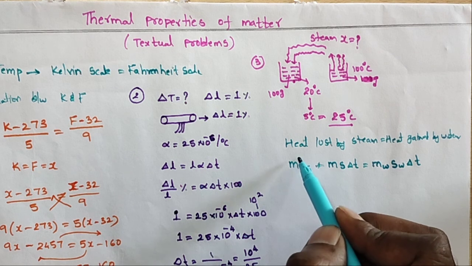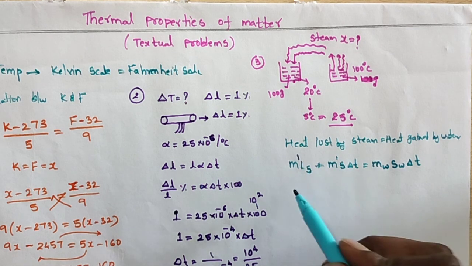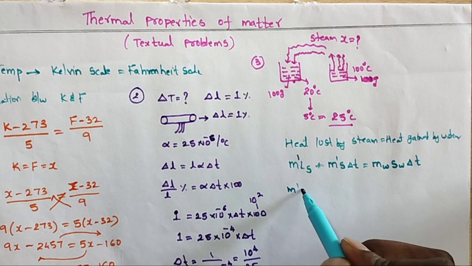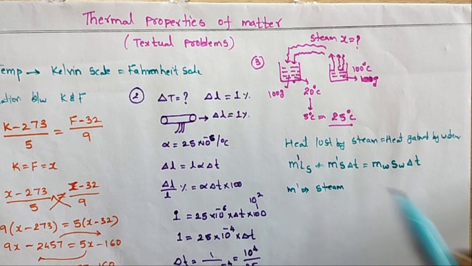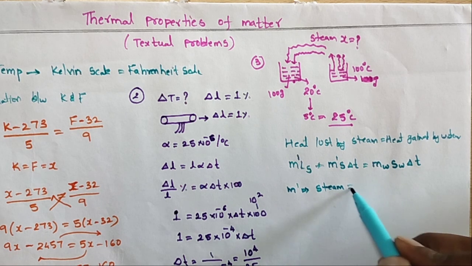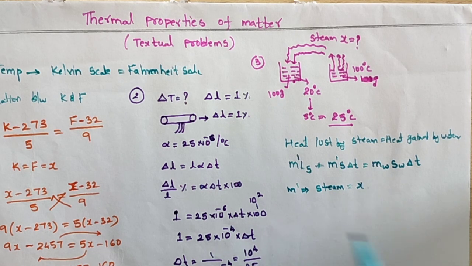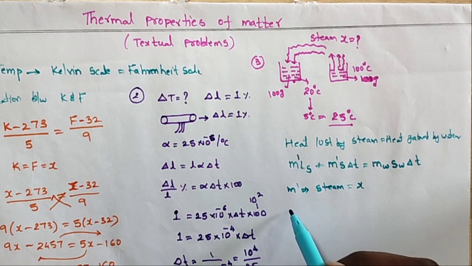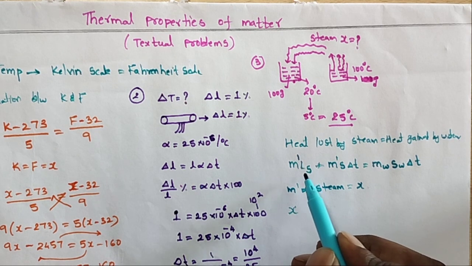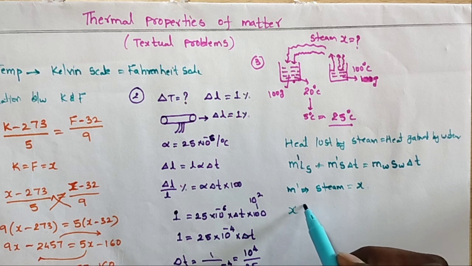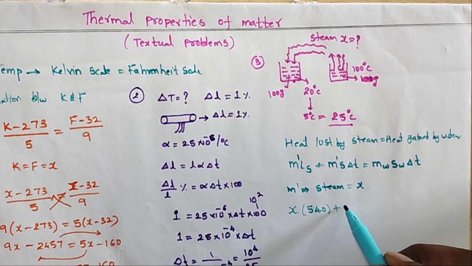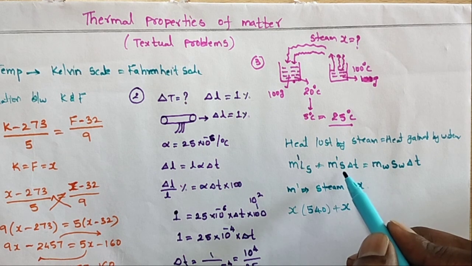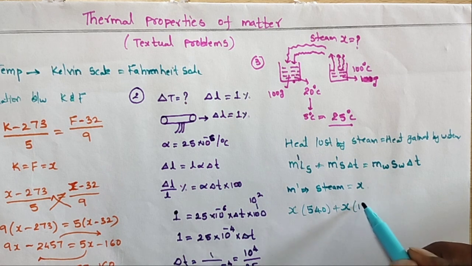Where m dash, I am taking the steam, just the steam will be considered. So I am assuming that this steam is equal to x. So what is the equation? m dash means x, L_S means latent heat of the steam. What is the value? 540 is given. Plus how much steam is considered? I am taking x. And S is equal to specific heat of water, 1.